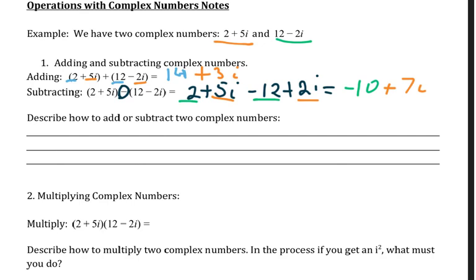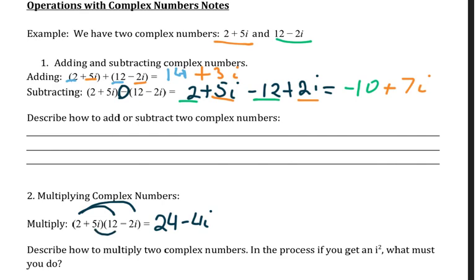Alright, let's now learn how to multiply numbers. So I have the same two numbers and I want to multiply them. So it's 2 plus 5i times 12 minus 2i. So we're going to multiply by distributive property. First I'm going to multiply the first term. So 2 times 12 is 24. Then I'm going to multiply 2 times negative 2i, which is negative 4i.